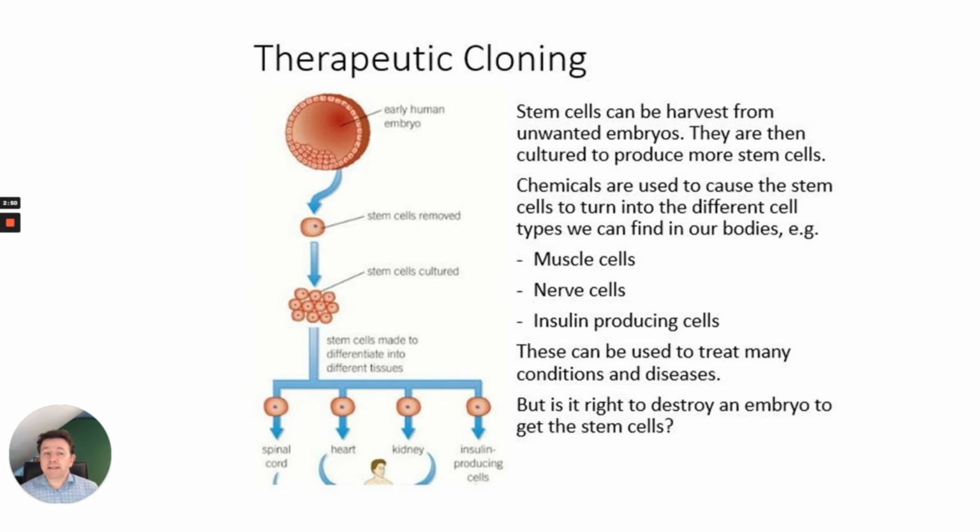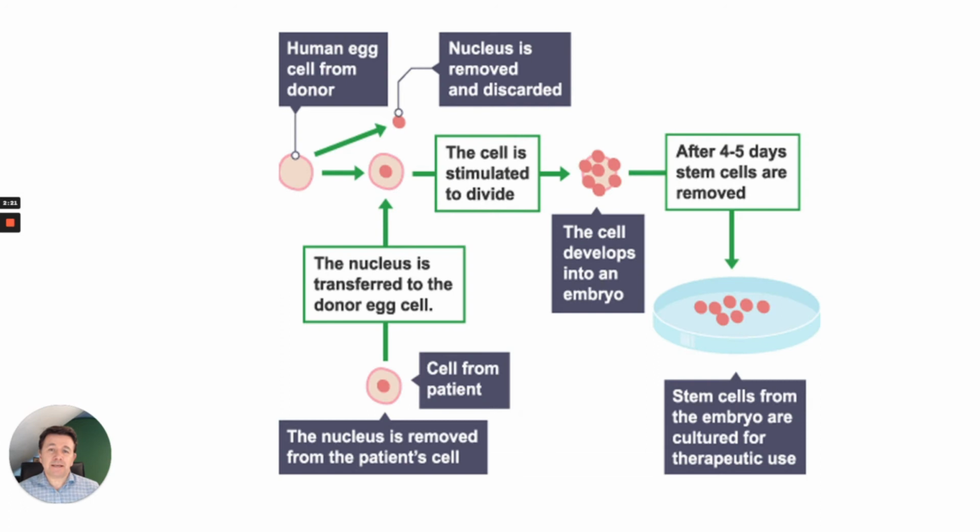Chemicals are used to make them turn into different types of cell, and this is obviously at the research stage, where you can produce muscle cells, nerve cells, possibly insulin producing cells to cure people with diabetes. So they could treat many different conditions and diseases. But the key ethical question we need to think about is, is it right to destroy an embryo to get to the stem cells?